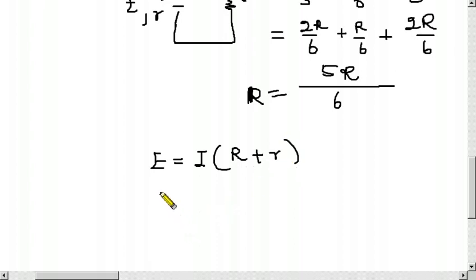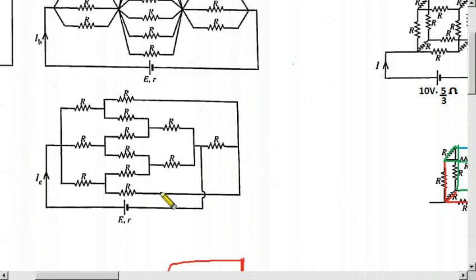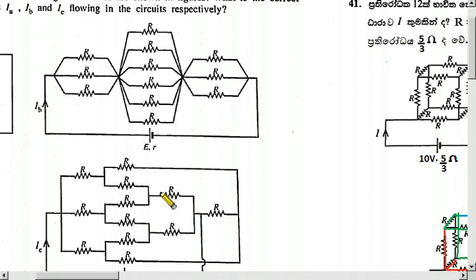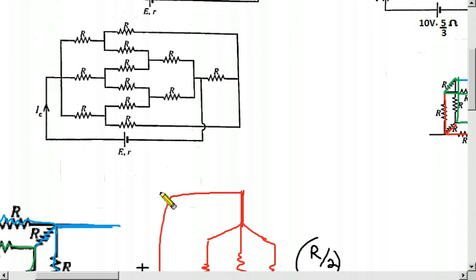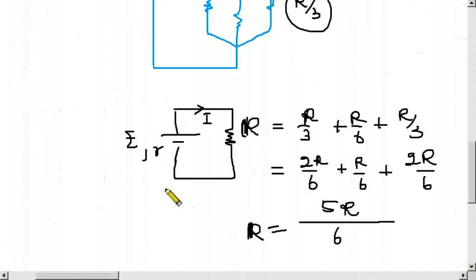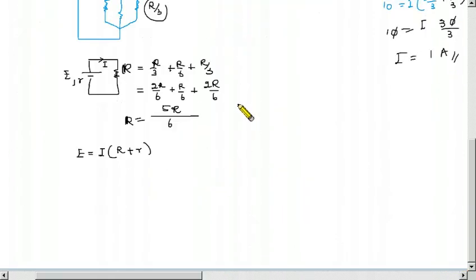So now E is, so you don't have to do these things, because you only have to compare.